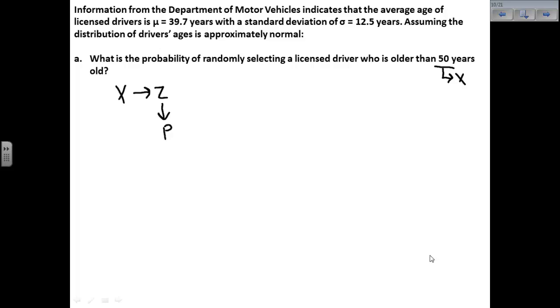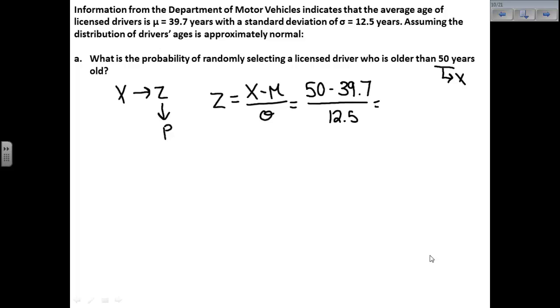So the first thing we need to do is calculate the z-score. So the z-score is equal to x minus the mean divided by the standard deviation. In this case, x is 50, the mean is 39.7, and the standard deviation is 12.5. Well, 50 minus 39.7 gives you 10.3. Divide that by the standard deviation of 12.5, and you end up with a z-score of 0.824.